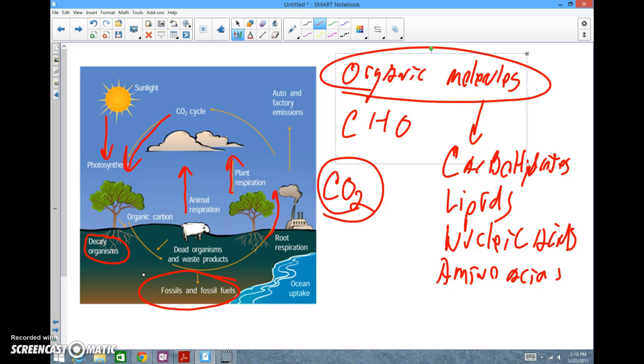Now, the one complication to this process is when we use that oil. You can see what I just circled says auto and factory emissions. What's happened in the last 100 years or so, probably a little bit less than that, as human beings have entered the industrial age, we started to burn fossil fuels. Well, fossil fuels are made of carbon. So if you burn fossil fuels, you give off carbon dioxide.